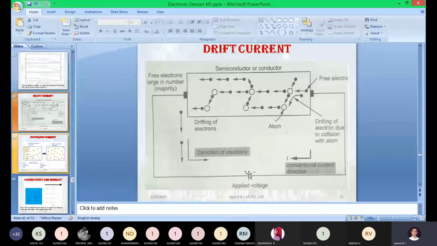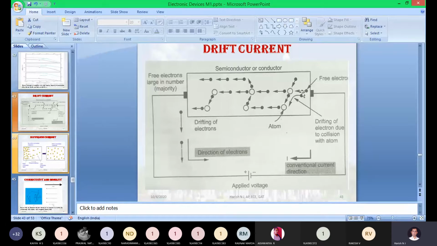The positive terminal of the power supply will be stronger. When this electron collides with an atom, it loses its kinetic energy. But due to the attractive force from the additional power supply, this electron once again starts moving towards the positive terminal of the power supply. The diverted electron finally moves to the positive terminal.